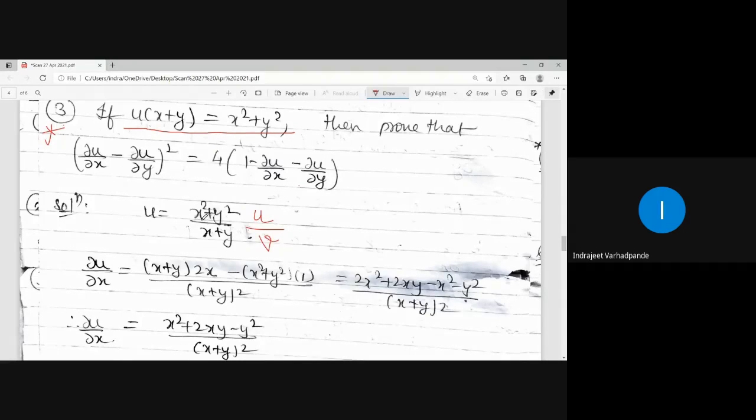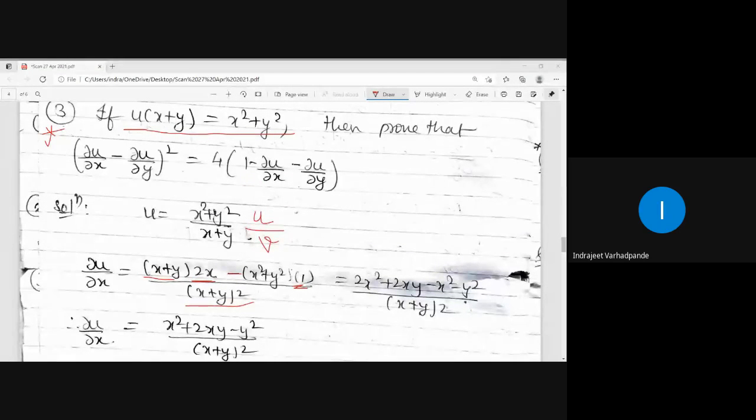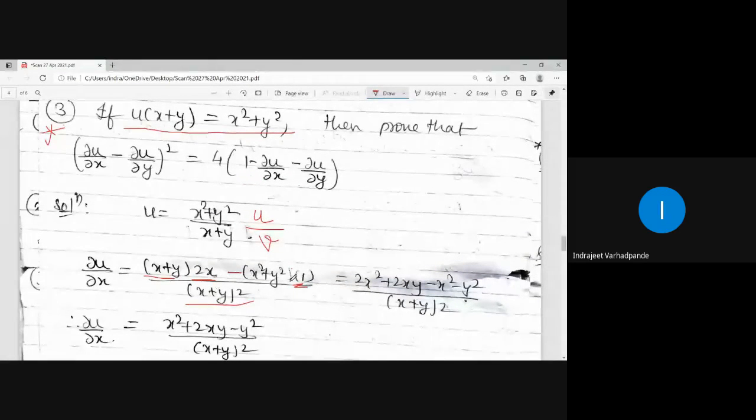v into du by dx means (x plus y) multiplied by derivative of x square plus y square. The derivative of y square is 0 because it is a constant. Derivative of x square will be 2x, minus u, that is x square plus y square, into dv by dx, that is derivative of x plus y, which is 1, upon v square. So I am getting over here, after application of quotient rule, (x plus y) into 2x minus (x square plus y square) into 1 upon (x plus y) whole square.